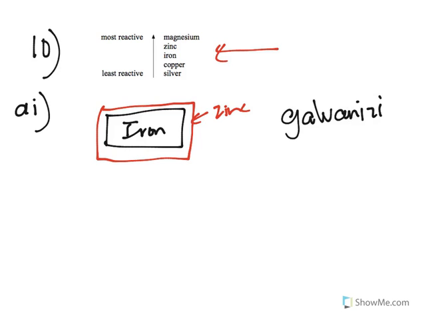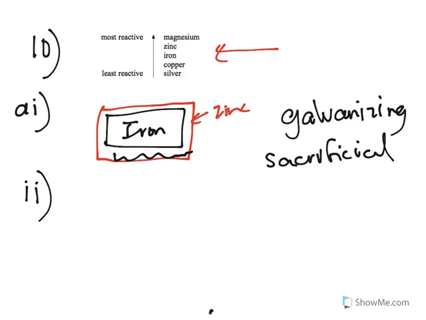Galvanizing, and you'll always hear it like galvanized steel, galvanized table, like galvanized spoon or something like that. You always hear that word galvanized. So that's what the process is called. Or it's also called sacrificial protection, because if you think about it, this metal on the outside is making a sacrifice and reacting with the oxygen instead of the metal in the middle. That's another name for it. So galvanizing or sacrificial protection.